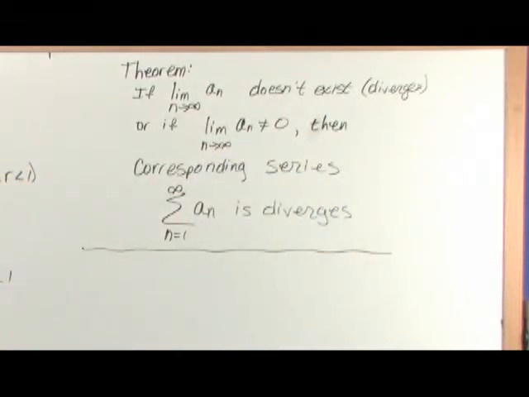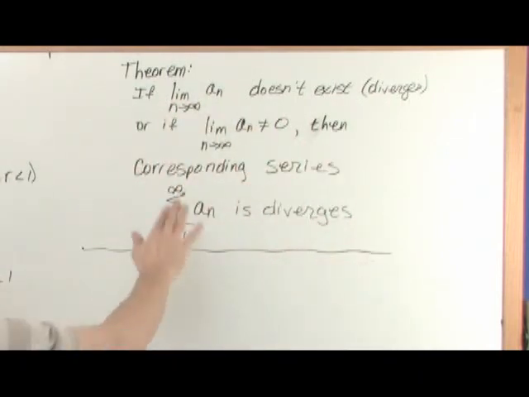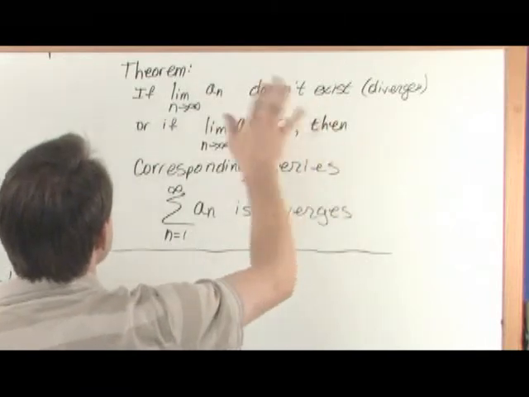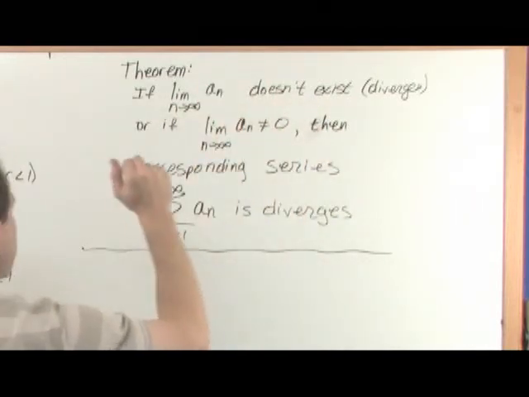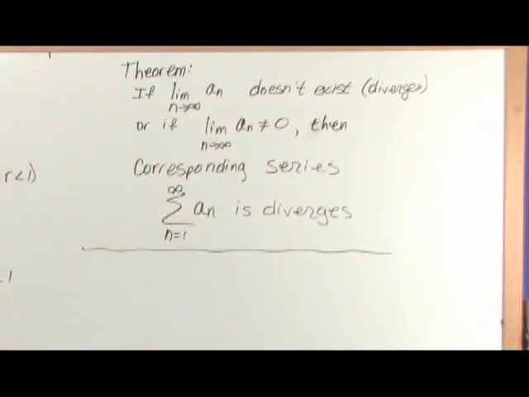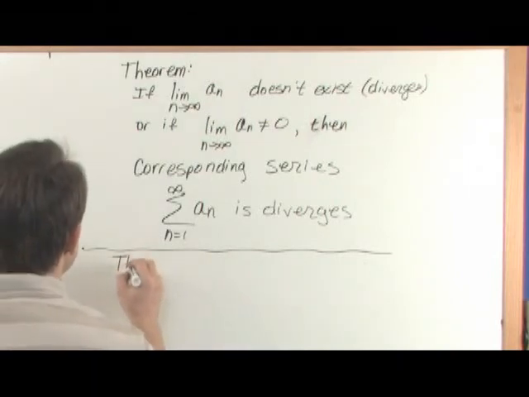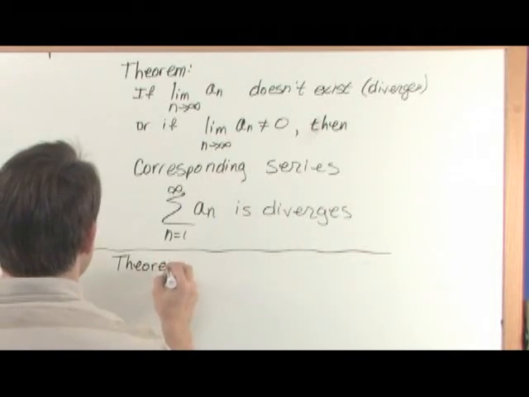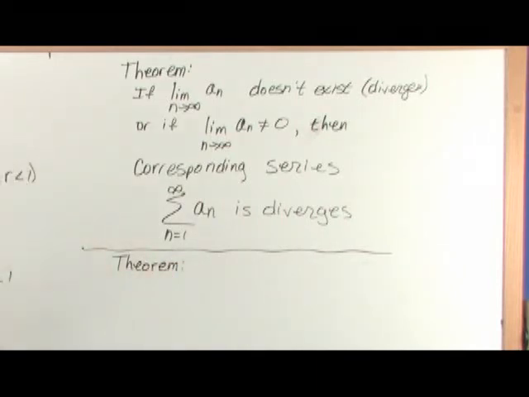That's all it says. It doesn't say anything about the opposite of this, or about any other case. It just says if the limit of the elements doesn't exist, or if it doesn't converge to 0, then the corresponding series diverges. That's all it says. Now let me give you a corresponding theorem, a very similar theorem. It's very related. That's why I'm presenting them together.